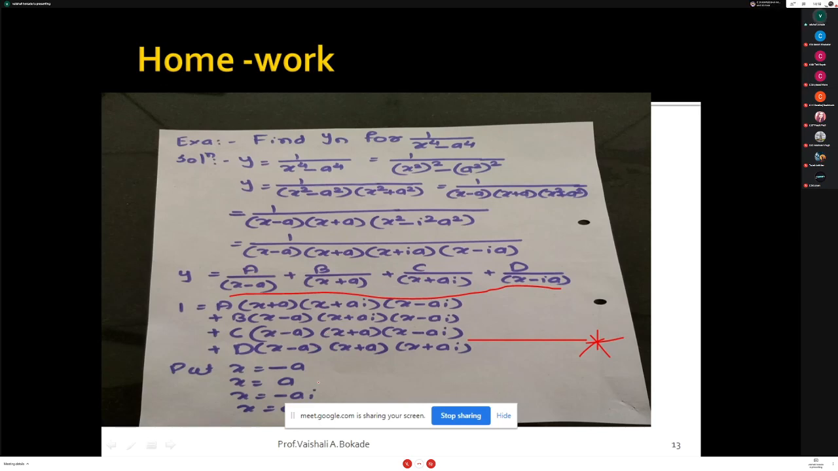Now my next work is searching the values of A, B, C, D. Resubstitute A, B, C, D here and apply the formula for 1 upon x plus b for all four terms to get the nth derivative. For getting the unknowns A, B, C, D, you will equate all these linear factors one by one with 0. That is why I wrote x is equal to minus a, x is equal to plus a, x is equal to minus ai, x is equal to plus ai. After equating all the linear factors with 0, you will definitely get the values.